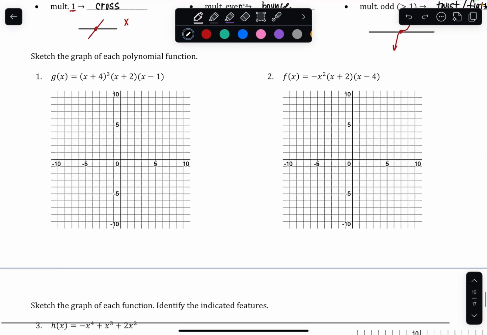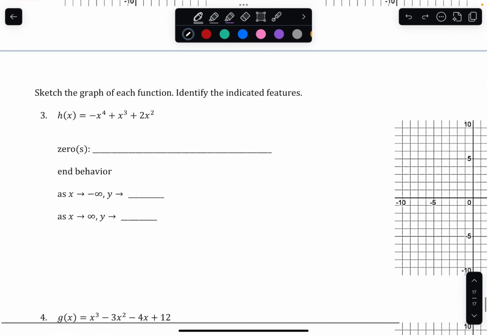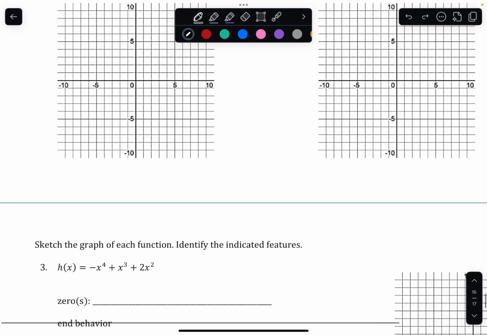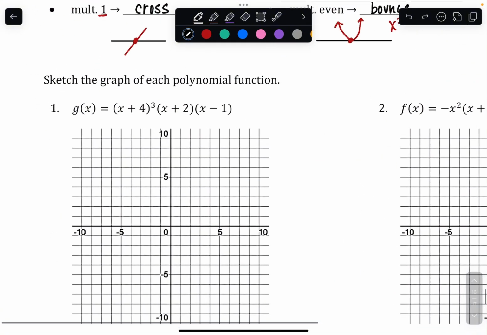Okay, so let's start with these factored polynomials, and then we'll go into taking it from the top and actually having to factor it ourselves. Okay, and so let's look at end behavior first.